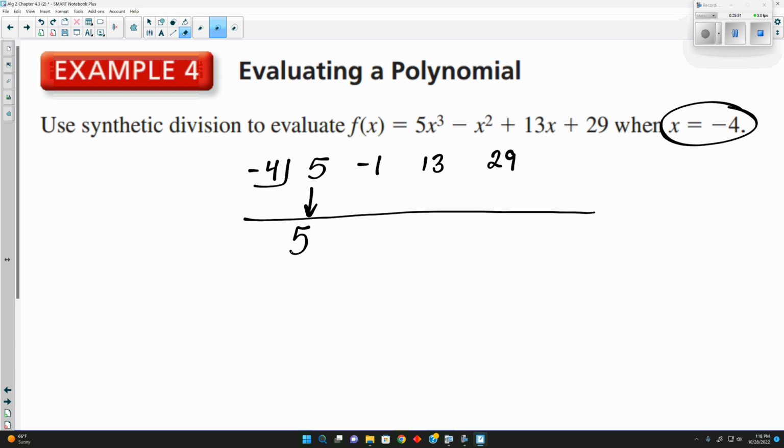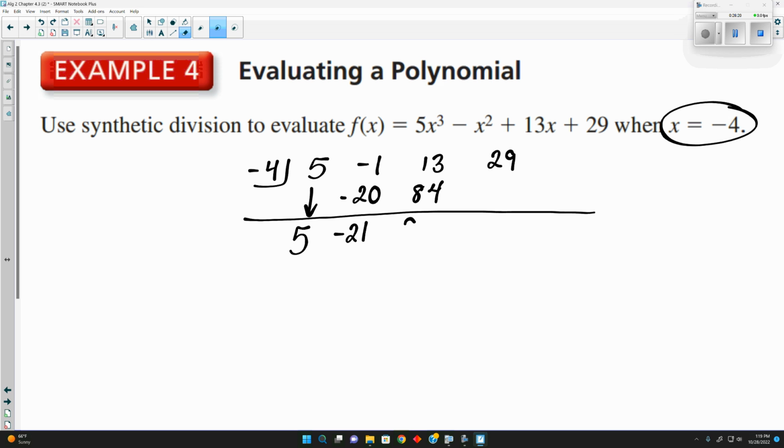So we'll do -4 times 5 is -20. We add straight down. -1 plus -20 is -21. -4 times 21. Negative is going to make a positive. 4 times 1 is 4. 4 times 2 is 8. 84. Then we add straight down.